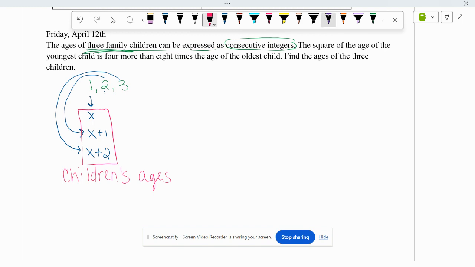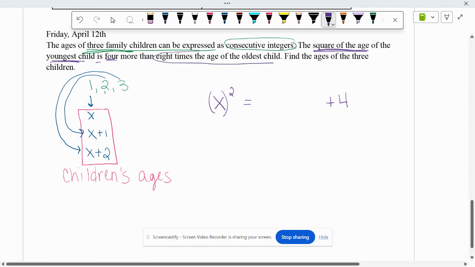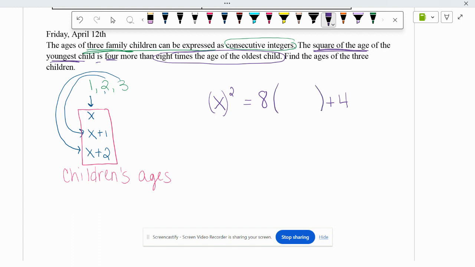Okay, so it says the square of the age of the youngest child. So I have to square the age of the youngest child. The youngest child is x, and I have to square that. It says "is," that means equals, 4 more than, so I'm going to add 4 to something, 8 times the age of the oldest child. Well, the oldest child is the variable expression x plus 2.